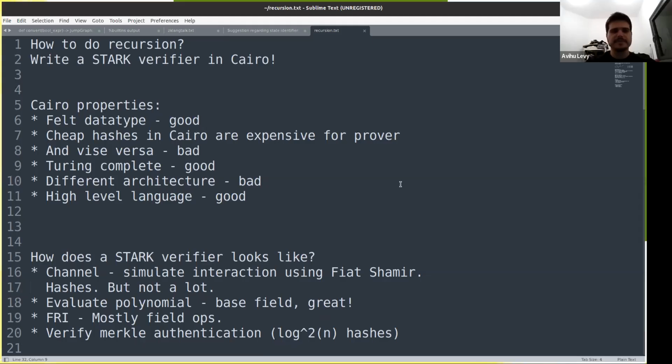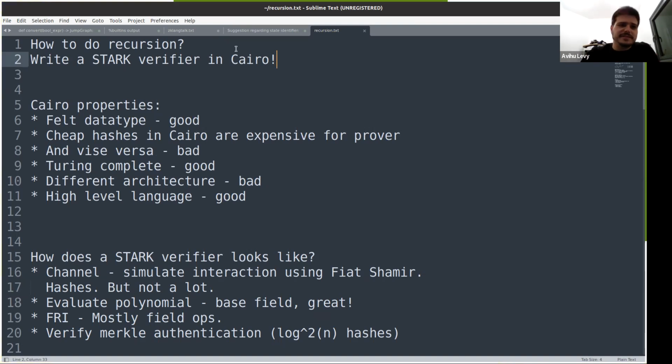Okay, this is my screen. I prepared some things here. Later, if we don't have a lot of questions and we have time, I'll show you some of the code, which is nice.